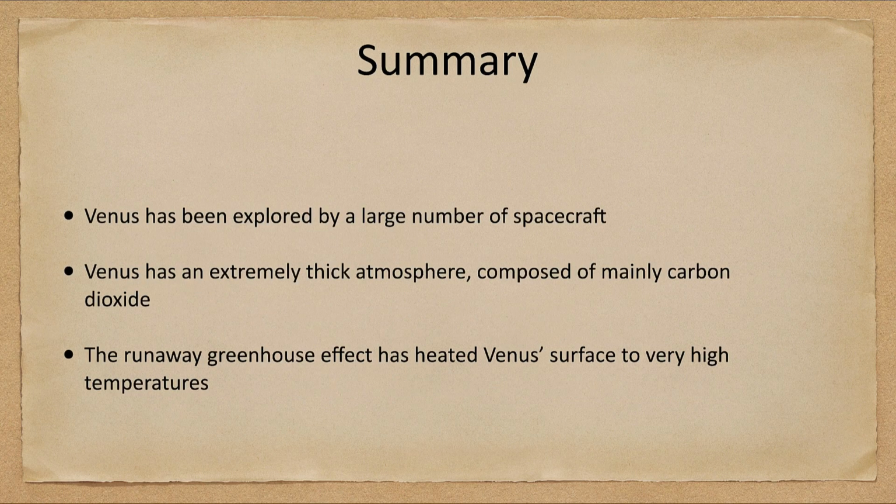What we've looked at this time, first of all, is that Venus has been explored by a good number of spacecraft. We looked at a few of them here. We talked about Venus's extremely thick atmosphere, mostly carbon dioxide, and how it got so hot. We call that the runaway greenhouse effect, which has heated Venus's surface to extremely high temperatures. So that concludes this lecture on Venus, atmosphere, and exploration.